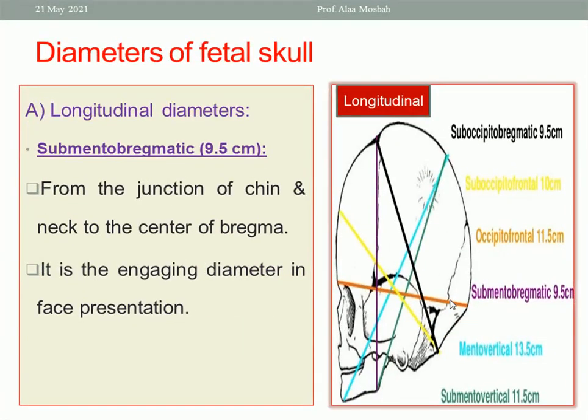Occipitofrontal 11.5 centimeter. Another longitudinal diameter is the submentobregmatic diameter. Submento means from the junction of the chin and the neck, this is the chin and this is the neck, to the center of the bregma here. It is 9.5 centimeter. It is the engaging diameter in face presentation. So this is called the submentobregmatic diameter.